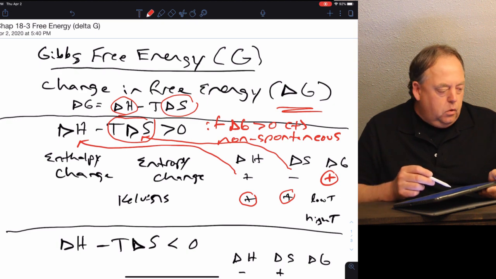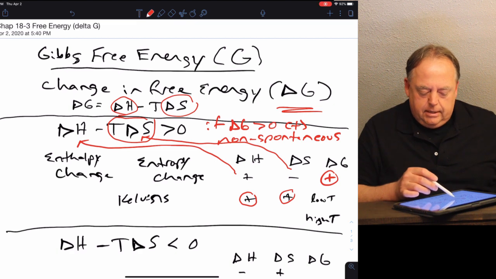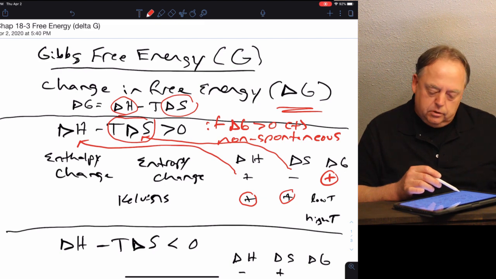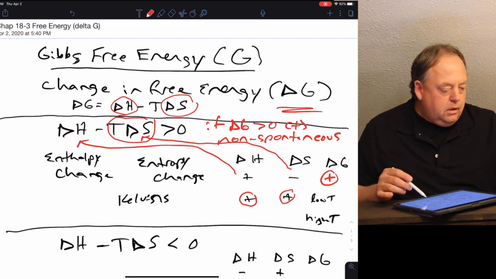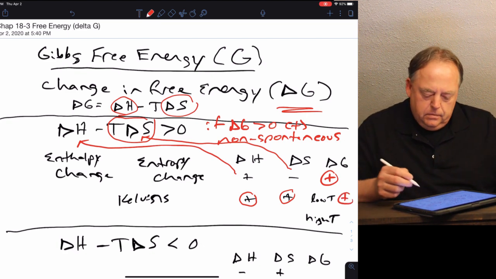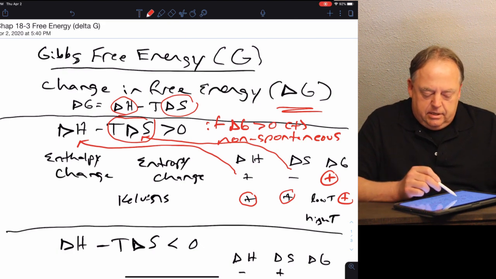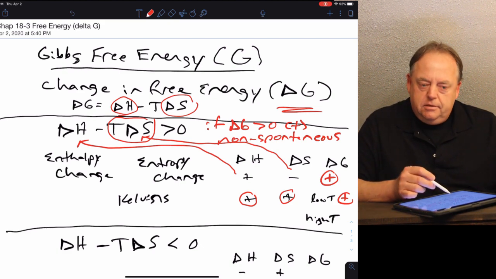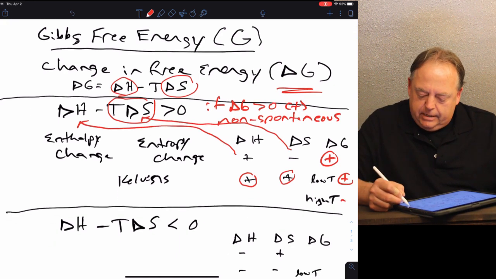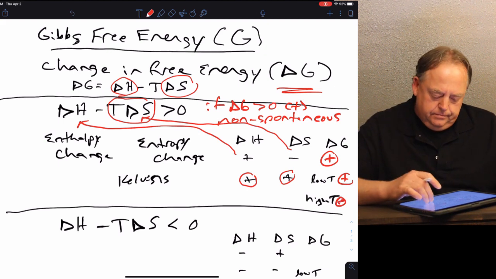If the temperature is low, then the T delta S term is small and the delta H term predominates. So at low temperature, in this situation, delta G would be positive and the reaction would be non-spontaneous. But if temperature is high, then the T delta S term predominates, and delta G would be negative in that case. So at high temperature, the reaction would be spontaneous.